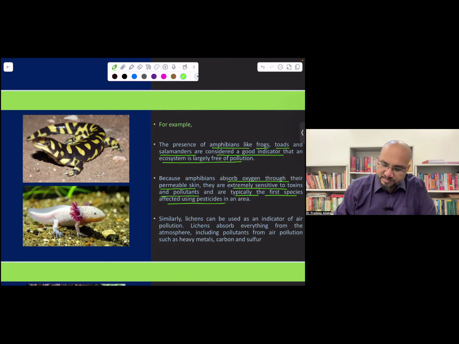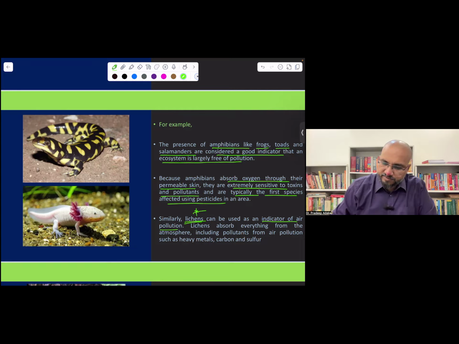Okay. Similarly, lichens. So lichen is an association of algae and fungi. So it is a symbiotic association, or you can say obligate mutualism. Fungus and algae are in association. There is benefit for both of these organisms. So lichens, they are indicator of air pollution. So lichens can be used as an indicator of air pollution.